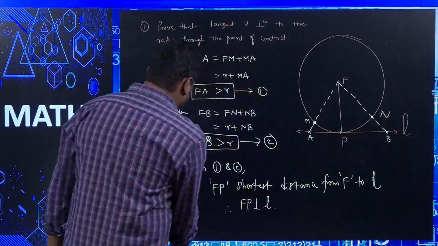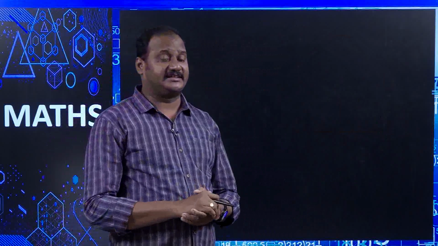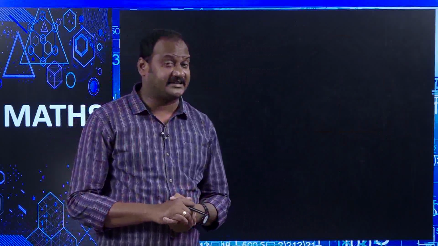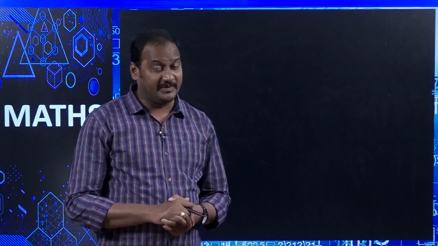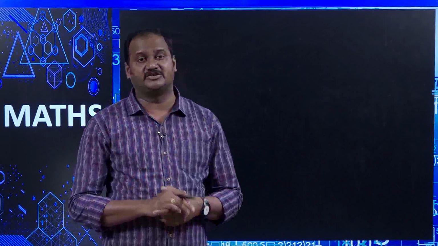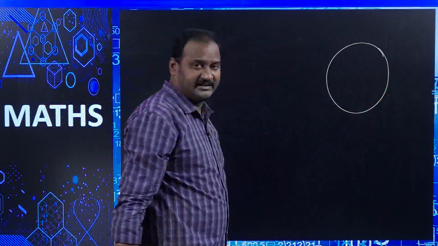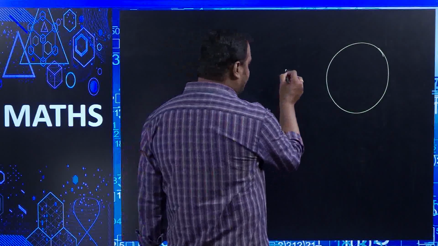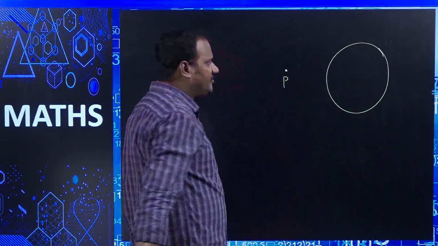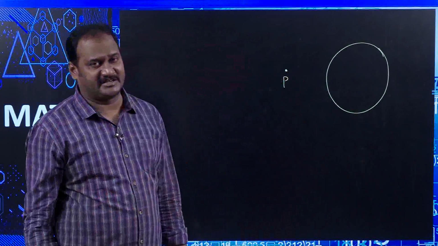The next property is: how many tangents can be drawn to a circle from an external point? Of course, we discuss the same thing again in the next chapter called constructions, where we see how to construct tangents. But in general, if you consider a circle and an external point, for example P, how many tangents can be drawn to the circle from this external point P?